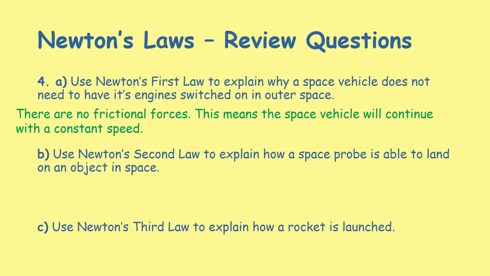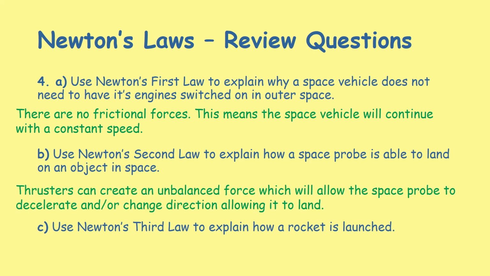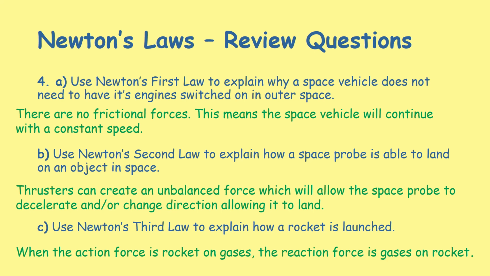For part B, we need to explain how a space probe is able to land on an object in space. And so we can use thrusters on the space probe, and they create an unbalanced force, which will allow the space probe to decelerate and or change direction, allowing it to land. And finally, we need to use Newton's third law to explain how a rocket is launched. When the action force is the rocket on the gases, the reaction force is the gases on the rocket.